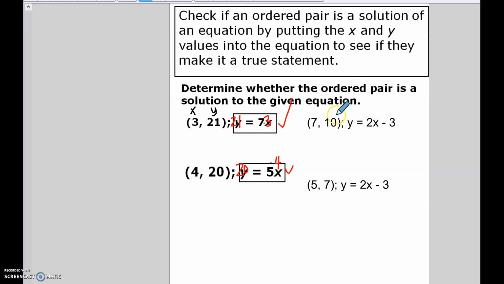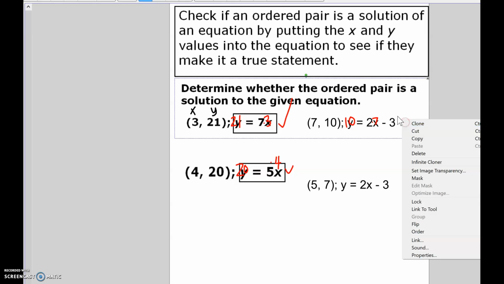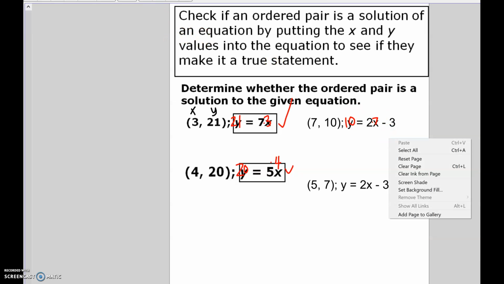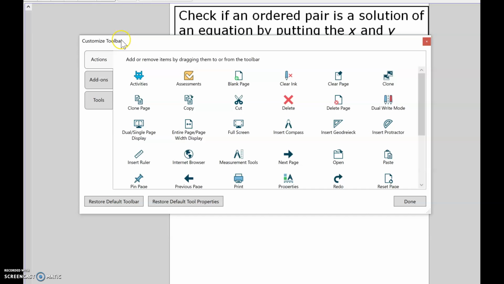Okay, let's try this one. So this is x and this is y. We're going to put 7 here and 10 here. Remember, it's not 27, it's 2 times 7. See if 2 times 7 minus 3 equals 10. Does it? Does 14 minus 3 equal 10? No, it doesn't. It equals 11. So that is a no. We would say put an X there or say no.